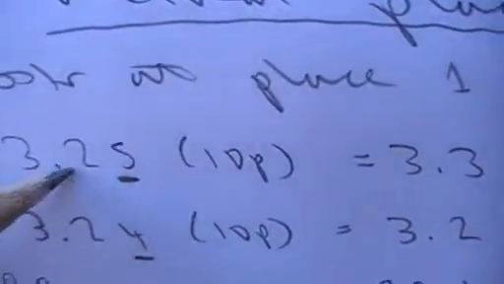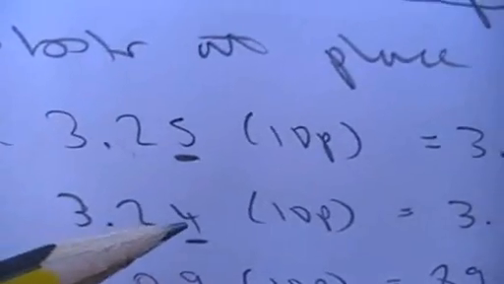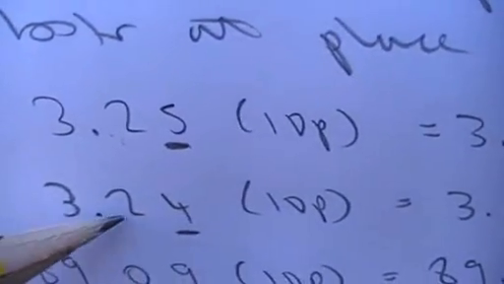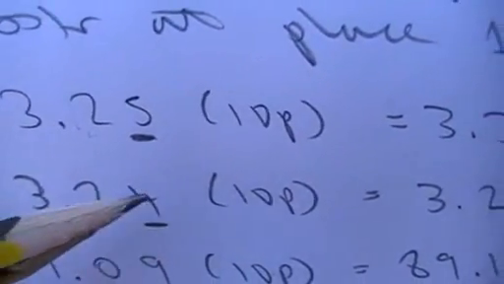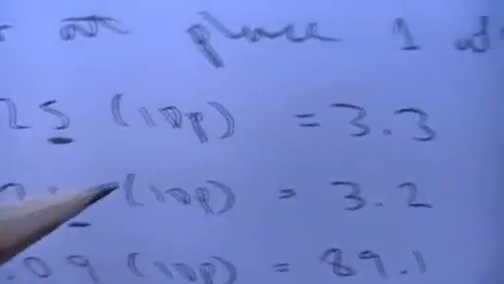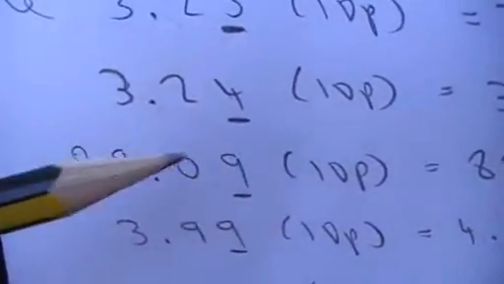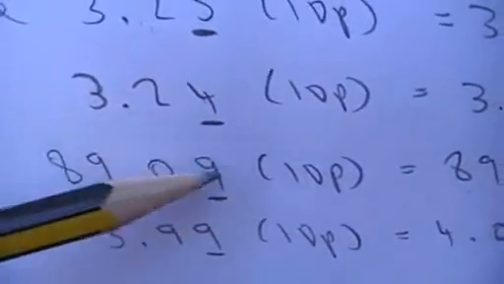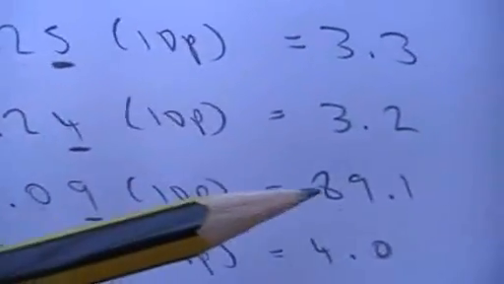If it's 5 or more we add 1. Here 3.24, we want 1 decimal place, we look at the second decimal place, it's less than 5, so we leave it as it is, 3.2. Here we want 1 decimal place, so you look at the second, it's greater than 5, so you add 1, 89.1.